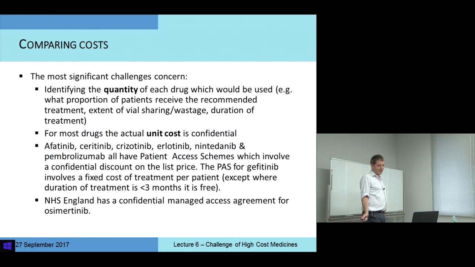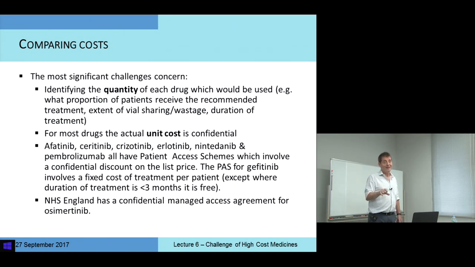Then you've got to compare costs. That was just to get your qualities. You've got to compare costs. Now you think this should be the easy bit, but it isn't really easy, because the first thing you need to know is what quantity of drug will be used. Now the quantity of drug will depend on two main things: how long it is before someone progresses, and are they experiencing toxicities, adverse events, and therefore might they stop treatment sooner? Or might they cut the dose, adjust the dose? And so that introduces uncertainty as to how much drug will be used.